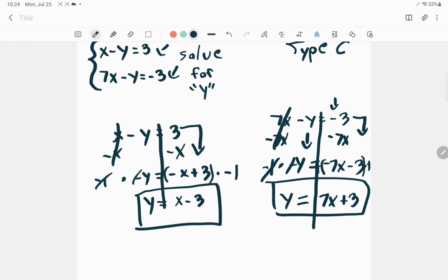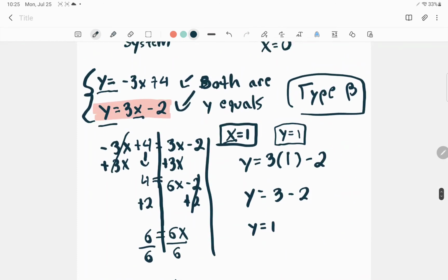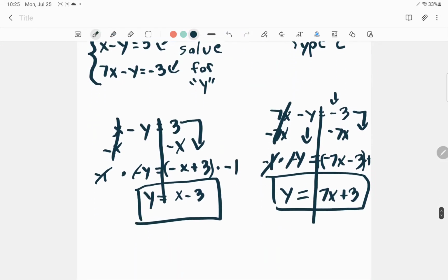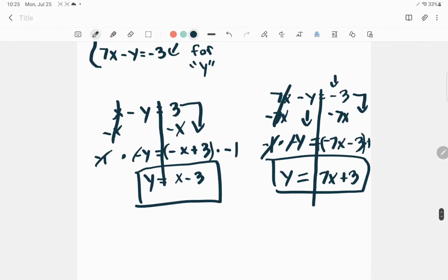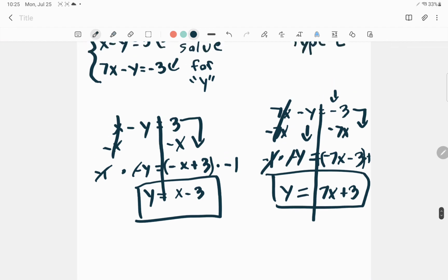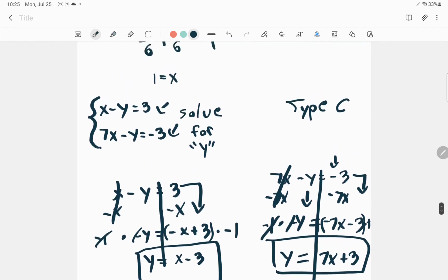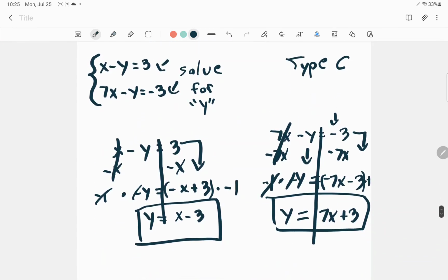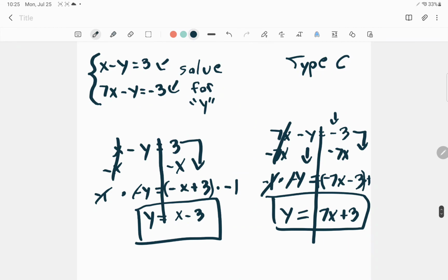After that, you're going to have to set them equal to each other and do exactly the same thing that we did on type B. Okay? So that's how you're going to be doing this type of problem. I know this one took a little longer, but like I said, if you already kind of know how to do some of this, go ahead and try it. But this is kind of like the review, okay?